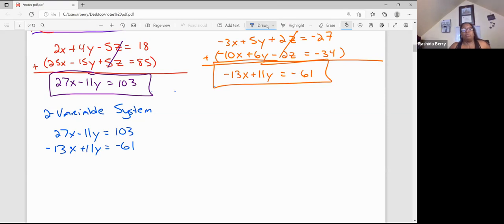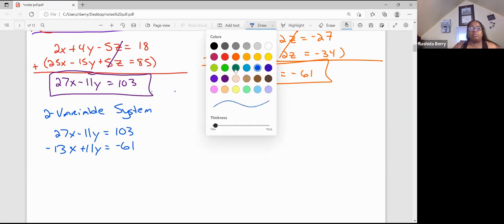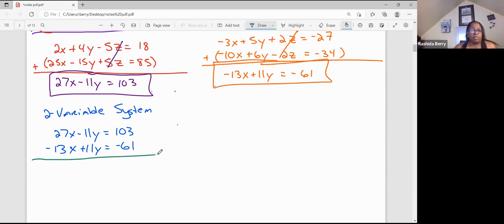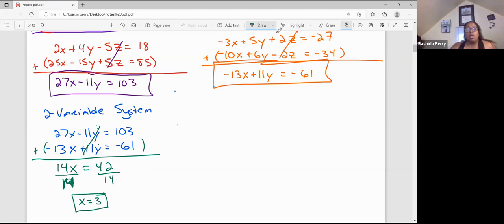All right, so now we have the two variable system here. Now, hopefully you guys just noticed like I did, these are already opposites, so all we have to do is add them up and everything's going to be fabulous. So 27 minus the 13 is going to be 14x. My y's are gone, equals, what's 42? 42. Divide that by 14, and we're going to get x equals 3. That worked out good. All right, great.